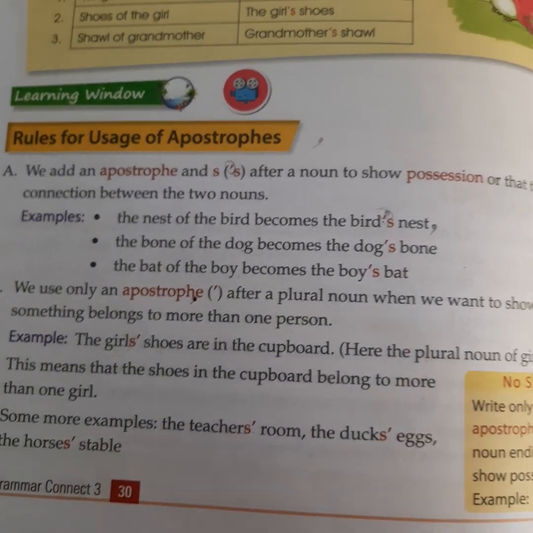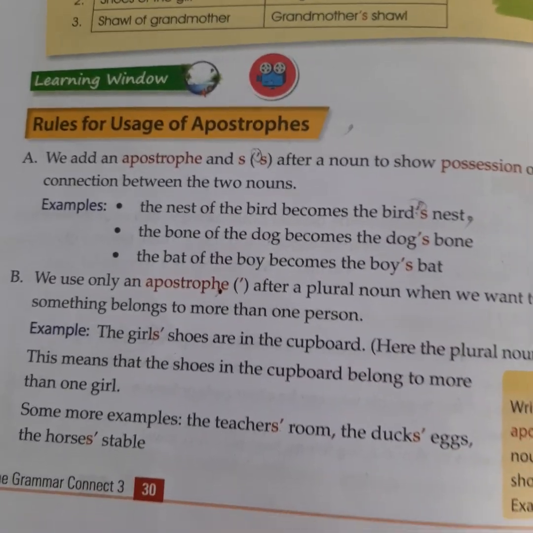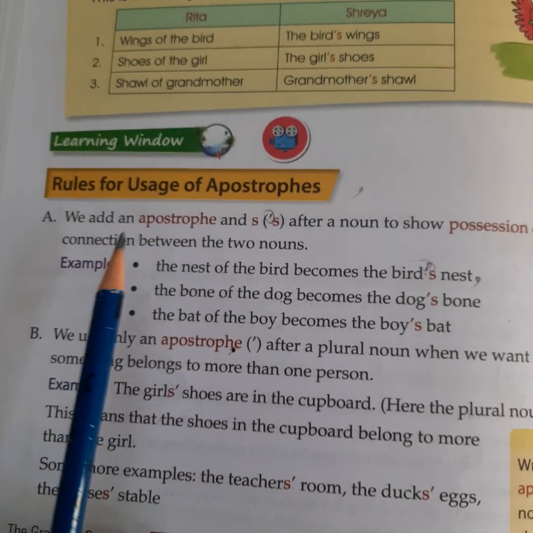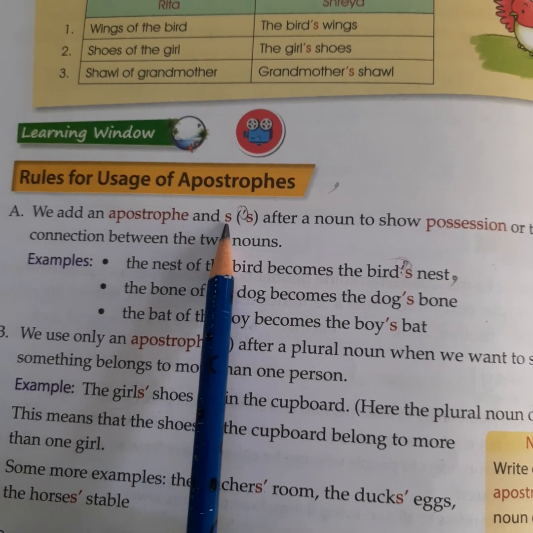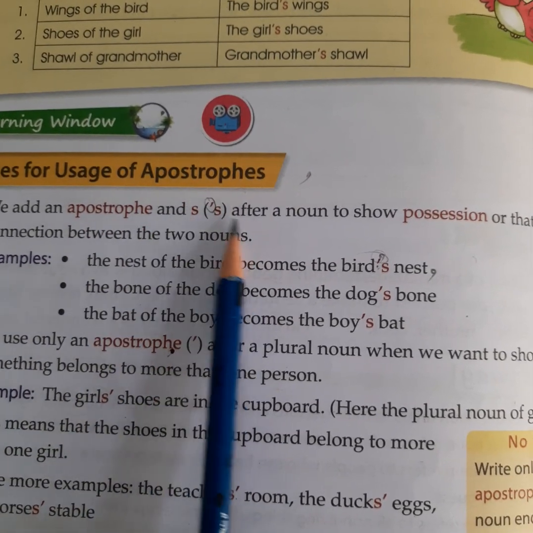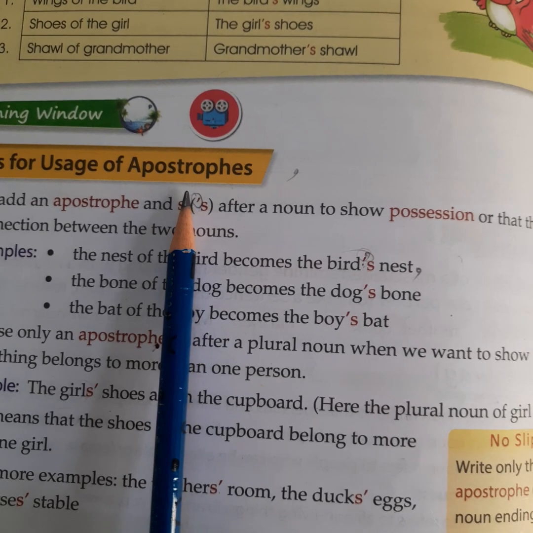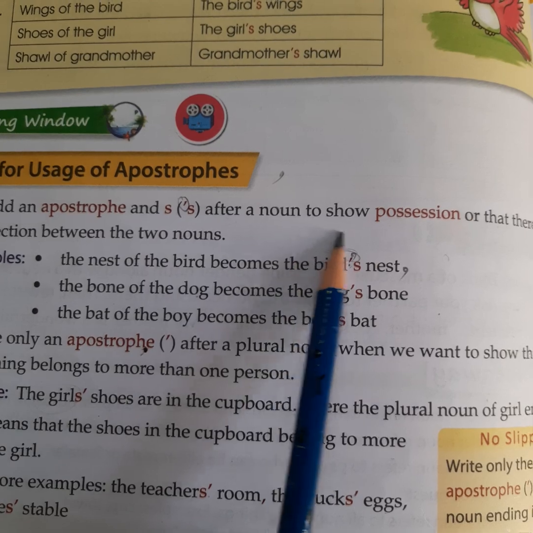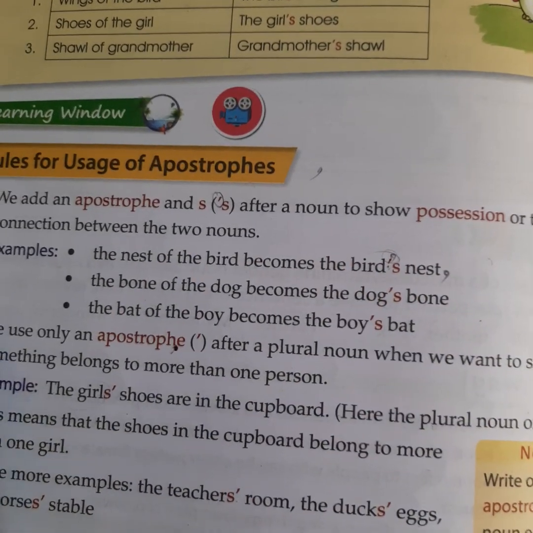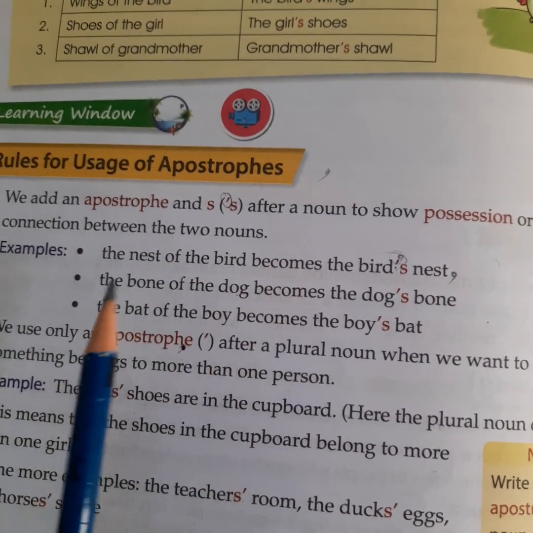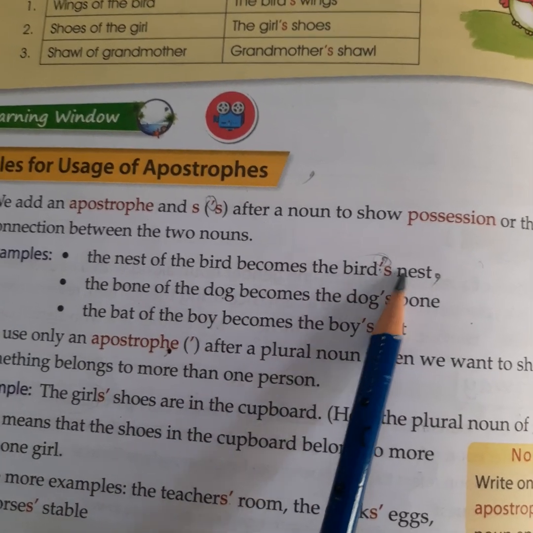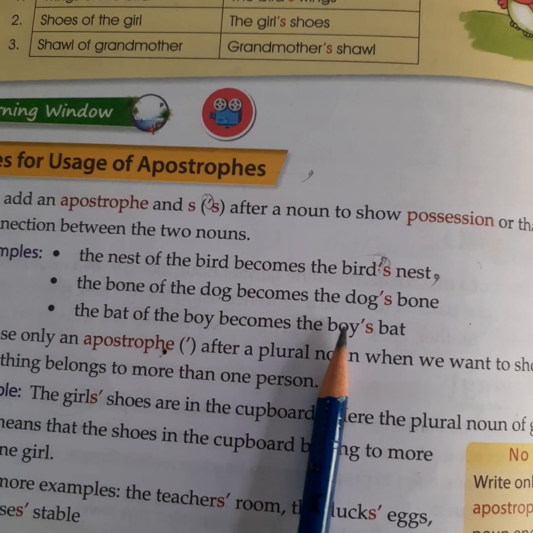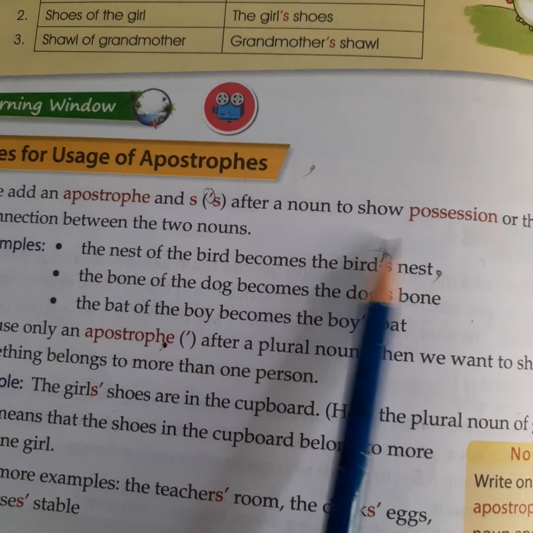So there are basically 3 rules of using an apostrophe, students. A, B and C rules are given in your book, so we can go through this. We add an apostrophe and S. These two things come together in a sentence to show possession, or that there is a connection between the two nouns. The nest of the birds becomes the bird's nest. The bone of the dog becomes the dog's bone. The bat of the boy becomes the boy's bat. So this is how we can show the possession.